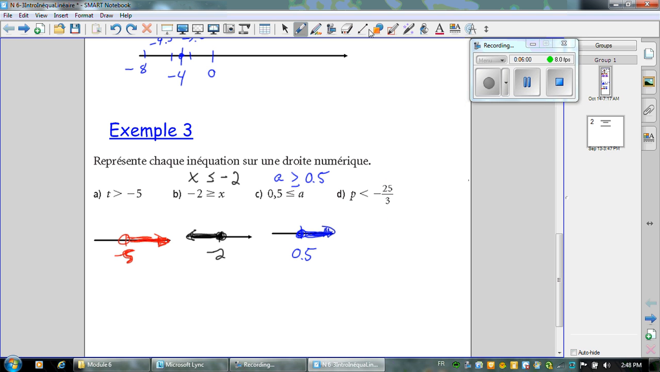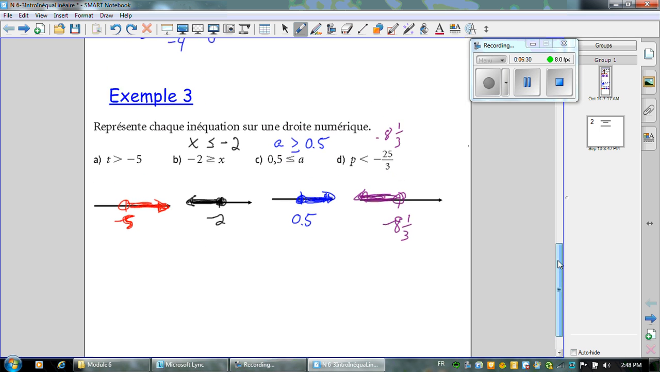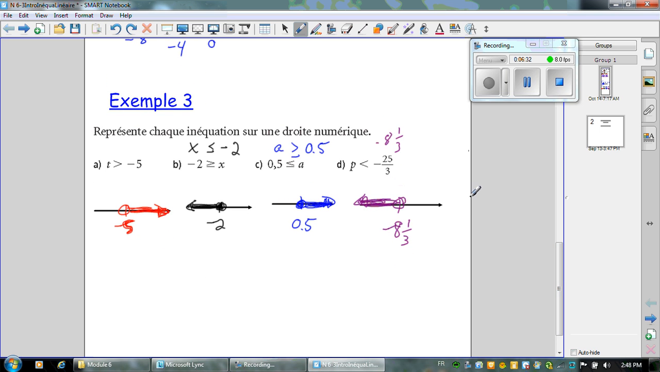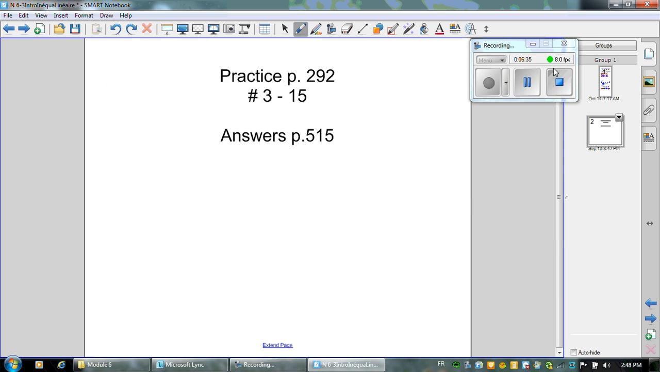And finally, the last one here. You just need to identify this number. 3 goes into that 8 times, and there's 1/3 remaining, so negative 8 and 1/3, and all the numbers that are strictly smaller, so it's an open circle. That's how you represent an inequality on a number line. Here's your practice. Make sure you check your work behind the book.